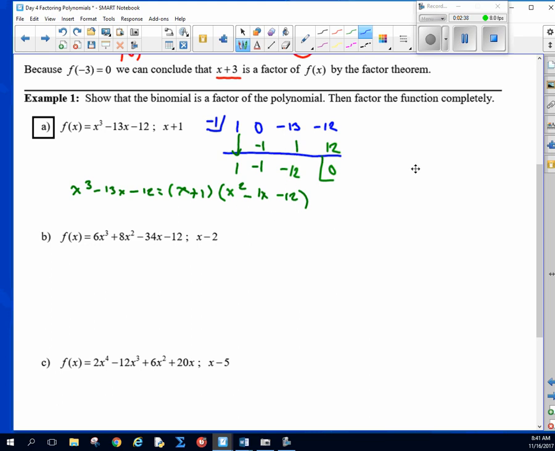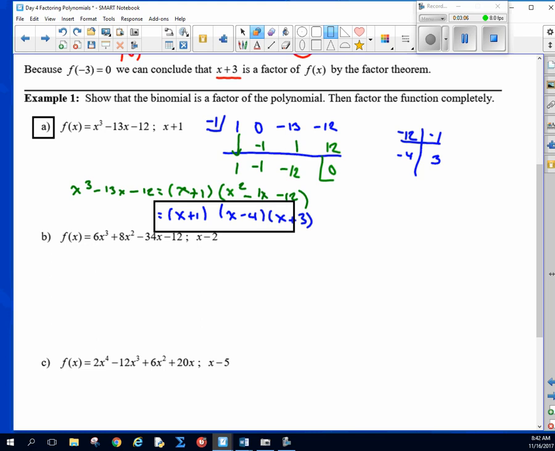Well, this is basic factoring. What multiplies to be negative 12 and adds to be negative 1? I'm getting negative 4 and 3. So then this factors too. The x plus 1 is still there. This is x minus 4 times x plus 3. This is now factored completely. And this is my solution.